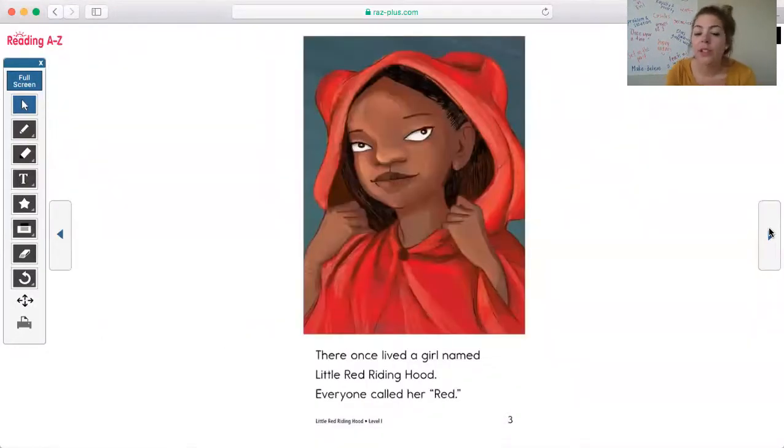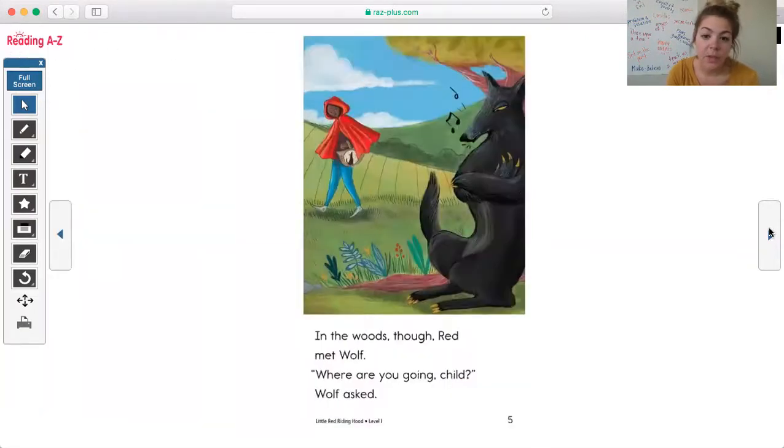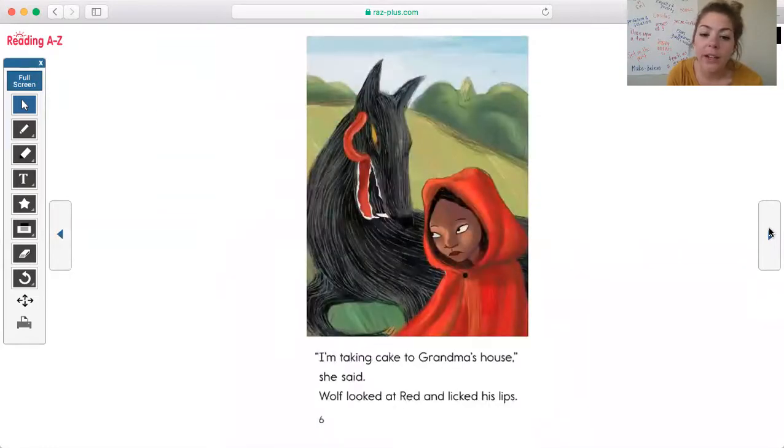There once lived a girl named Little Red Riding Hood. Everyone called her Red. One day, Red's mom asked her to take some cake to Grandma. "Go quickly through the woods and do not talk to strangers," Mom said. In the woods, though, Red met Wolf. "Where are you going, child?" Wolf asked. "I'm taking cake to Grandma's house," she said.